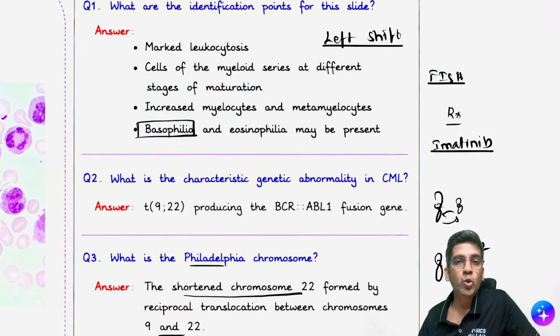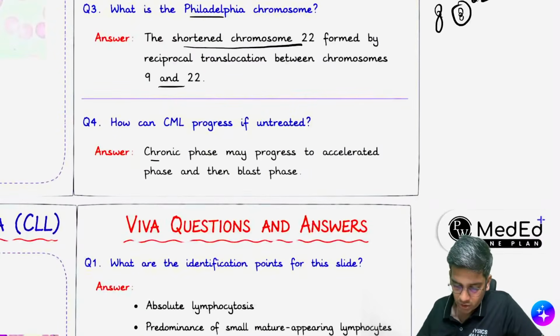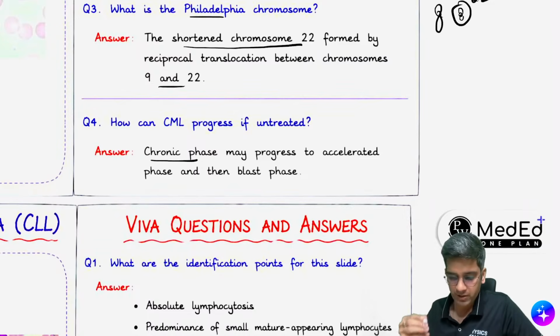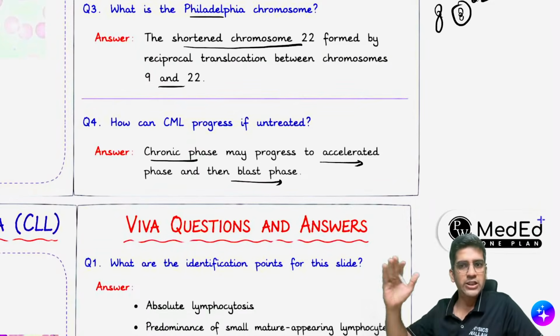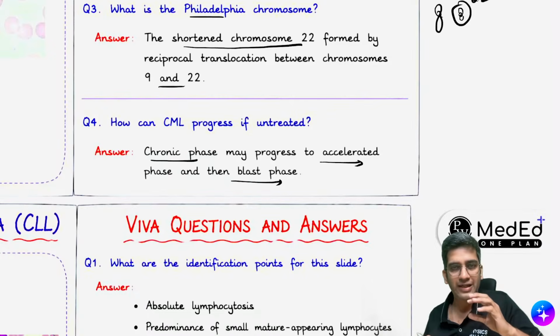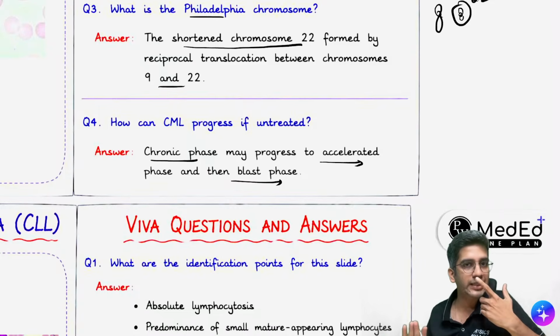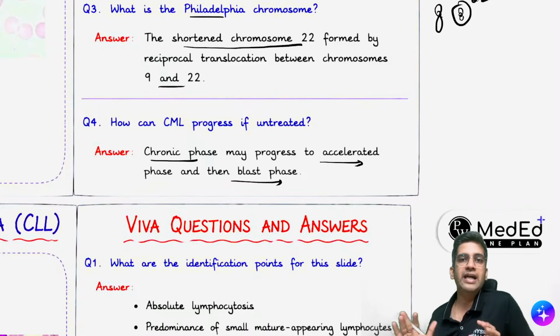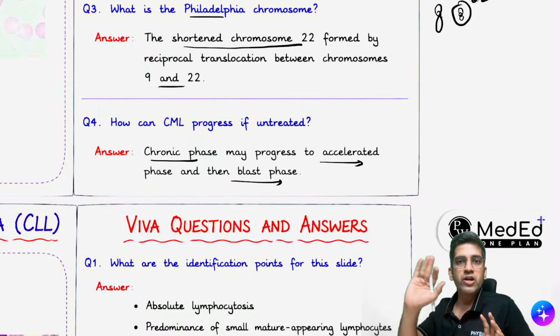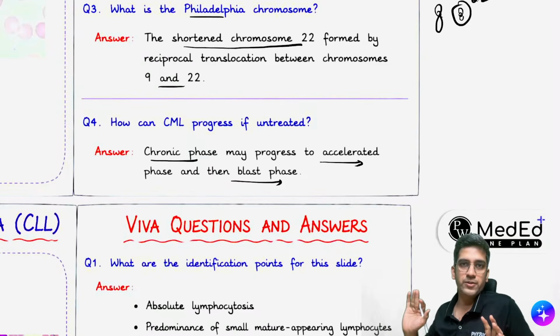What if I don't give the drug, or even if I give the drug, what will be the progression of CML? This brings in the phases. Chronic phase is where I diagnose them. It can move to accelerated, and it can move to blast crisis. That's how the progression of CML goes. It's inevitable. If I give the treatment, it might happen in 20 years. If I don't give the treatment, it might happen in 5 years. It will progress from chronic to accelerated to blast crisis.